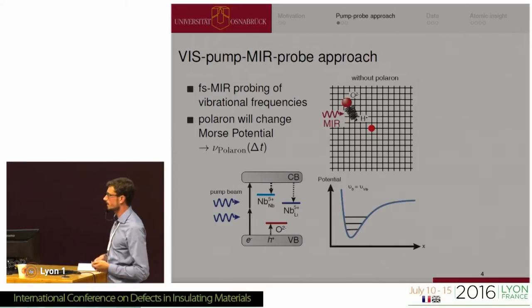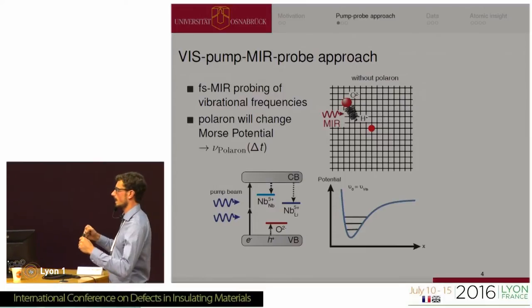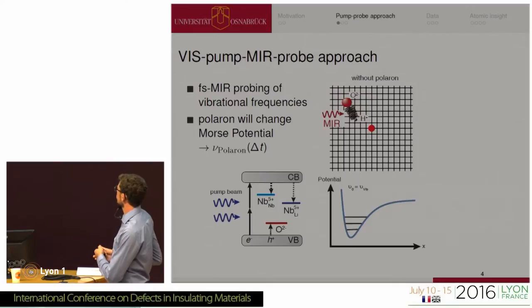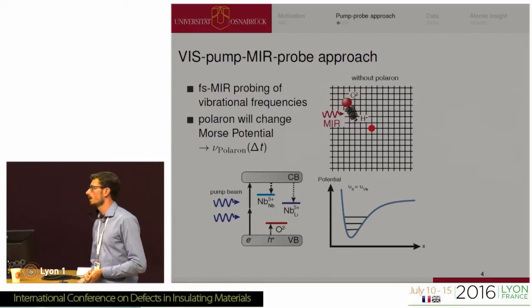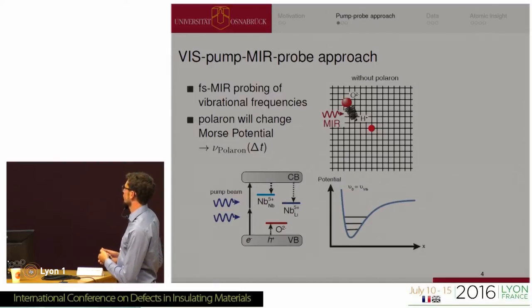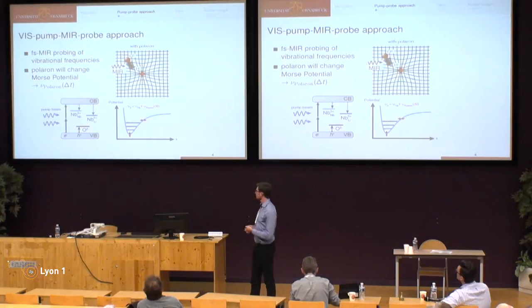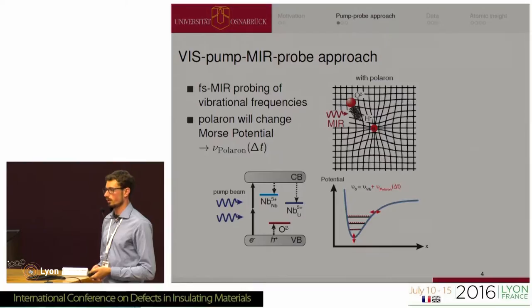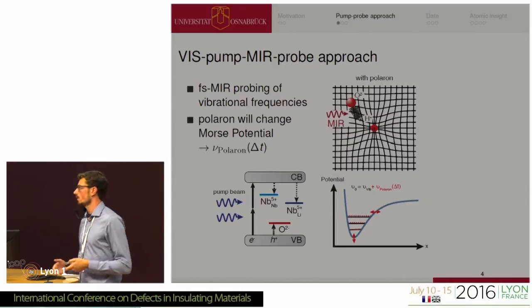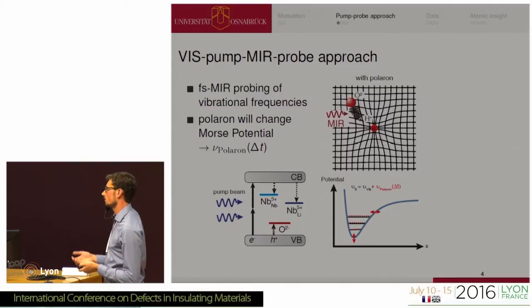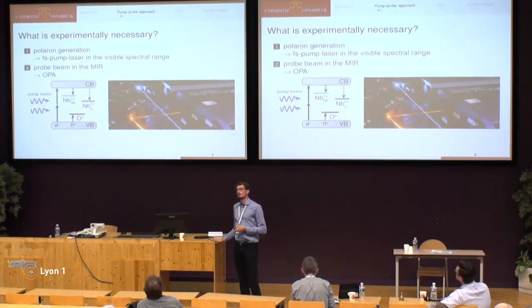First of all, let's look at the OH- stretching vibration in lithium niobate. We use mid-infrared radiation to excite the stretching vibration, and such a stretching vibration can be described by a simple Morse potential. If we now generate polarons in our crystal, the lattice will distort around our defect, and we get an additional term which modifies our Morse potential. This will also influence the energetic levels of the Morse potential. So we get a change of our frequency as a function of delay time after excitation, the generation of our polarons.